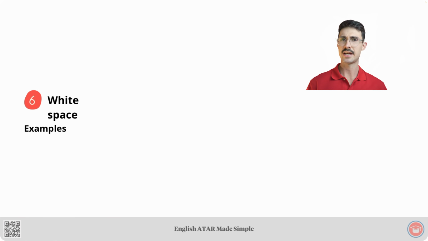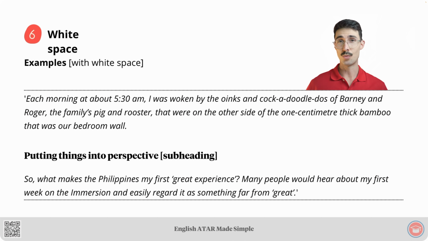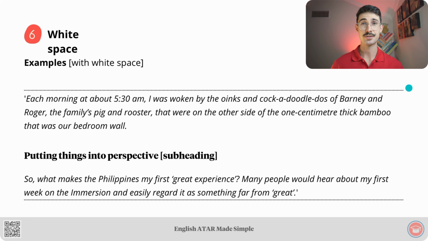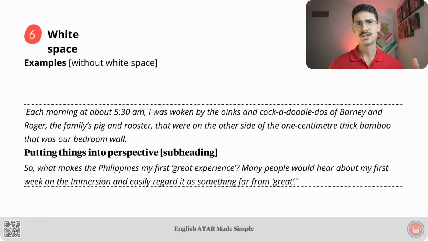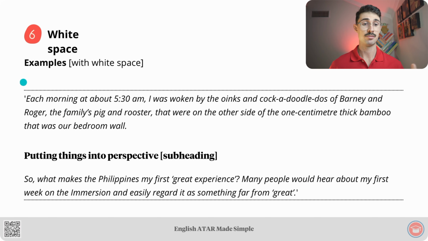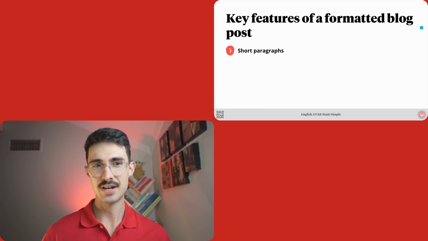ones. Got any examples? Here's what a chunk of text looks like with white space. The white space is literally the amount of space between this last sentence and this subheading and this first sentence. This is what this chunk of text looks like without white space. Which version would you rather read? This or this? Final key feature is short paragraphs.